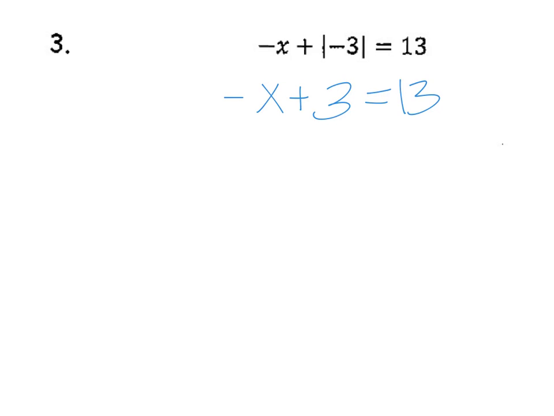My ultimate goal, right? Get x alone. I need to get rid of that 3. So how do I get rid of a positive 3, a plus 3? Subtract 3. That means my additive inverse, right? So subtract 3, BS. Okay. That's 0. Negative x equals 13 minus 3. 10.